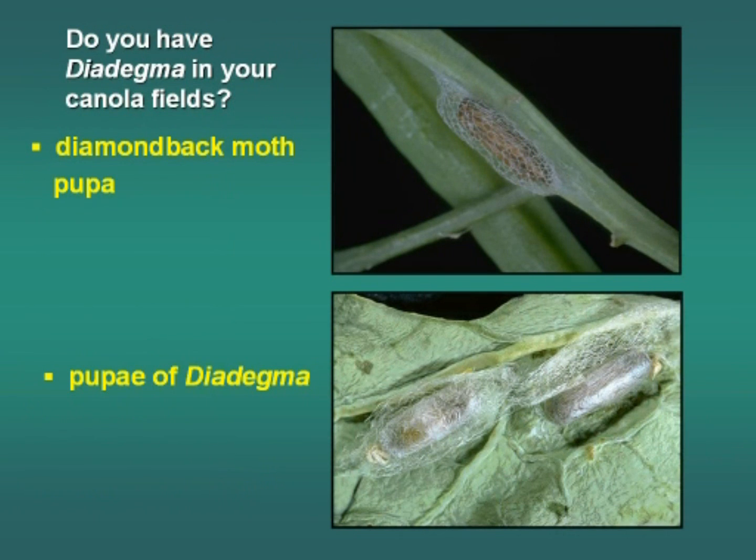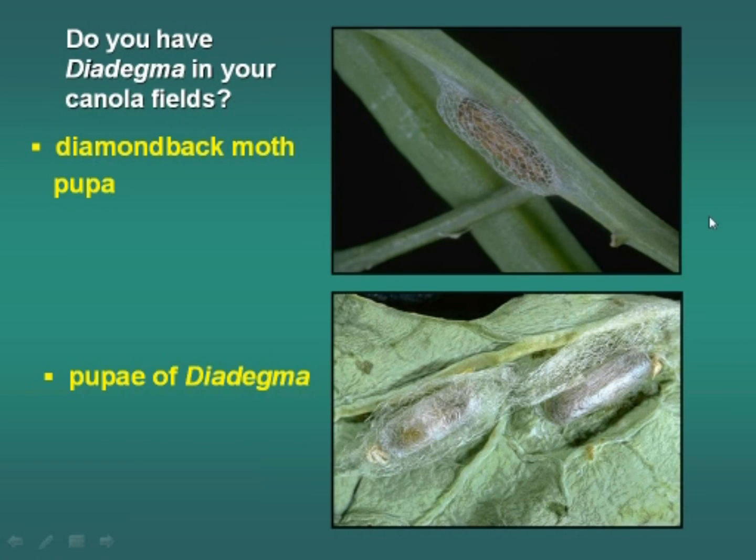Well, how can you tell if you've got Diadegma in your fields? One easy way to tell is by looking at the pupal stage. As I mentioned earlier, the diamondback moth pupa has this lacy covering on the outside of its pupa, whereas the pupa of Diadegma look very different.